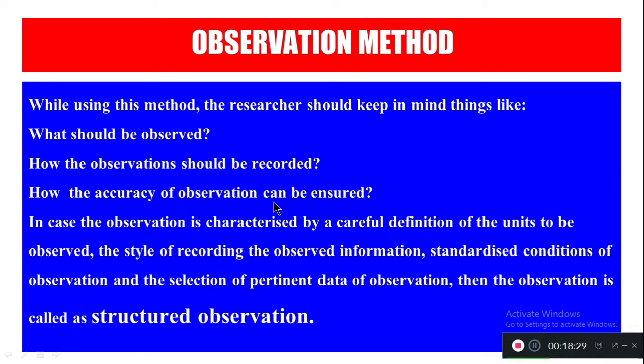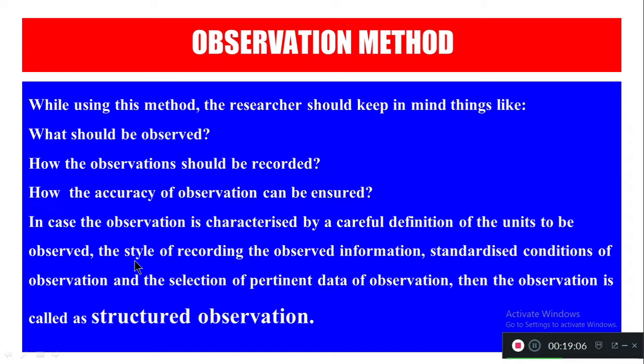How the accuracy of observation can be ensured, that is another important thing. When you record the information on the spot, it is good, you will not forget anything. Sometimes when you go and record the information later, you might forget, and sometimes you can record wrongly also. So in case the observation is characterized by the careful definition of the units to be observed, you decide beforehand what you are going to observe and how you are going to observe.